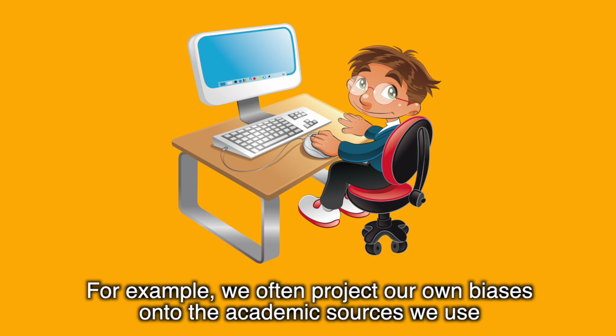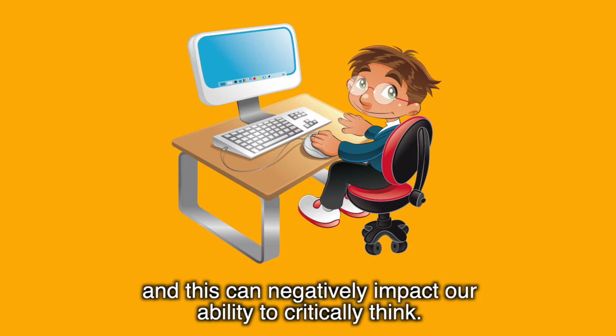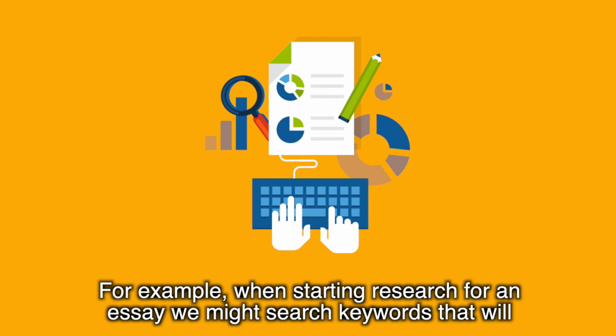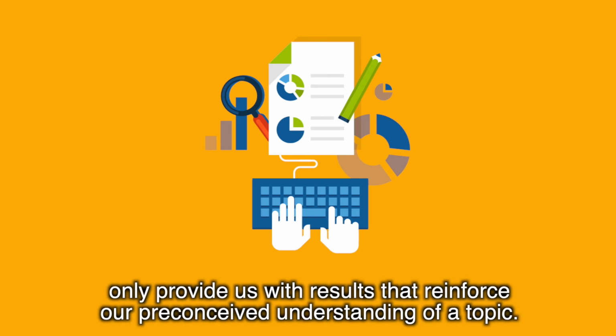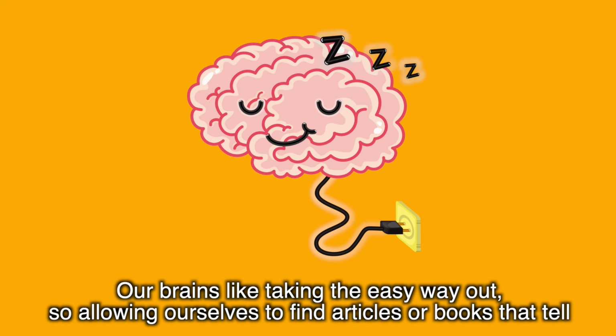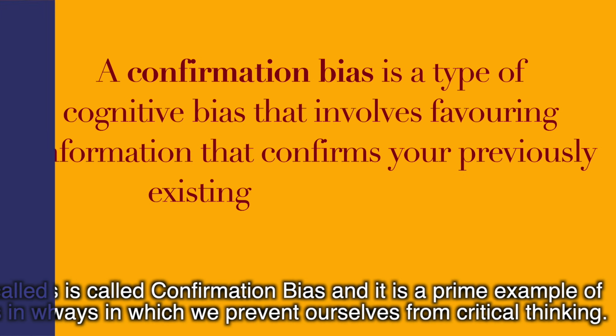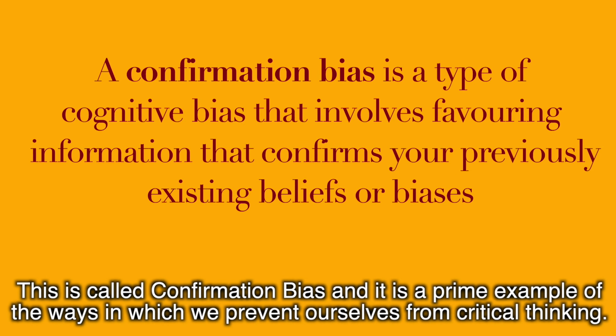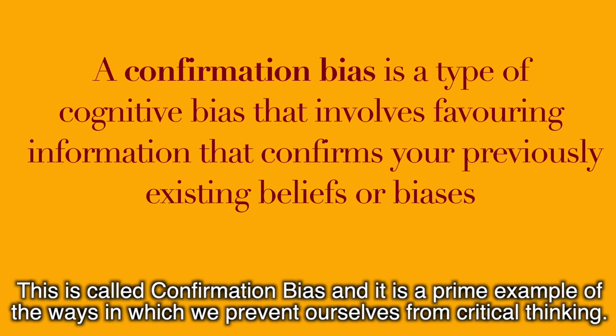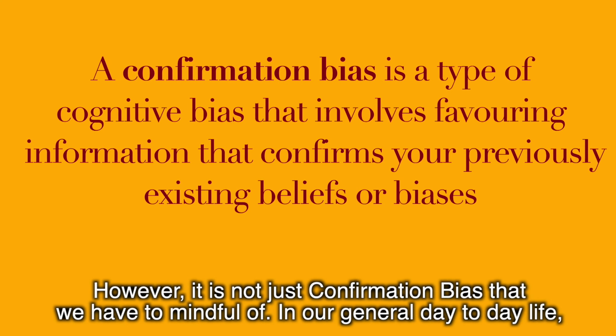For example, we often project our own biases onto the academic sources we use, and this can negatively impact our ability to critically think. For example, when starting research for an essay, we might search keywords that will only provide us with results that reinforce our preconceived understanding of a topic. Our brains like taking the easy way out, so allowing ourselves to find articles or books that tell us our original opinion is right is a natural psychological response. This is called confirmation bias, and it is a prime example of the ways in which we prevent ourselves from critical thinking. However, it is not just confirmation bias that we have to be mindful of.